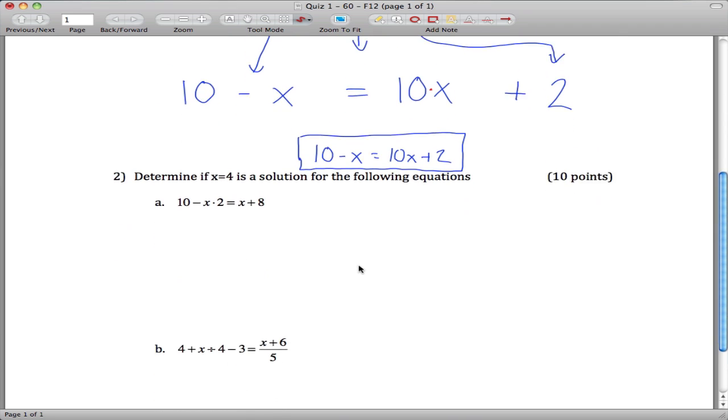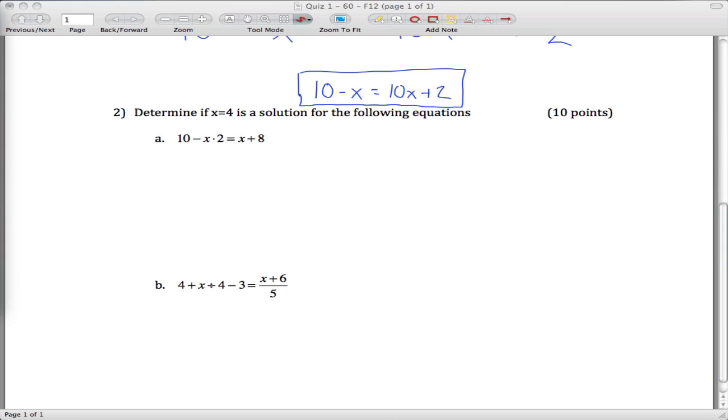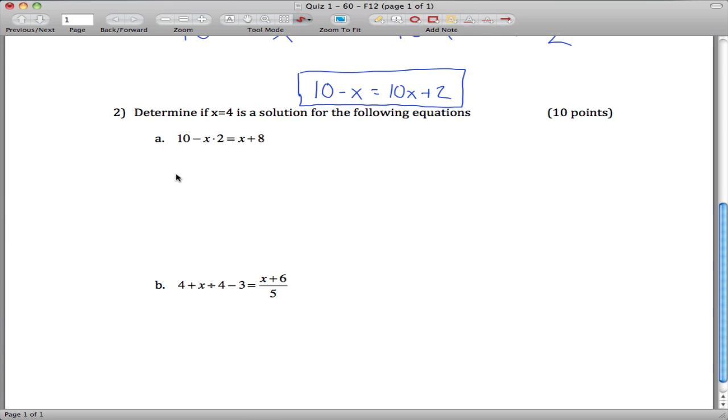Okay, so that's the end of part 1. Let's see part 2. Now what we're asked to do is determine if x equals 4 is a solution to the following equations. So you look at these equations and put in a 4 everywhere you see an x, and then you check to see if they're true, if what's on the left-hand side of the equal sign is the same as what's on the right-hand side. So in part A, I would have 10 minus 4 times 2 equals, question mark, 4 plus 8. I changed each of the x's into a 4.